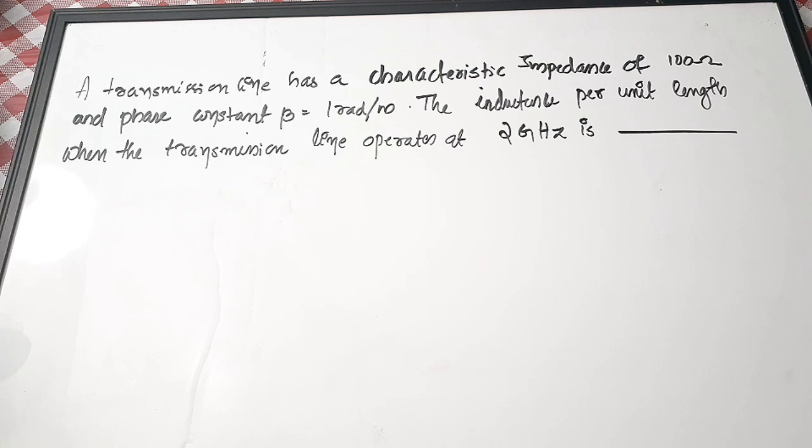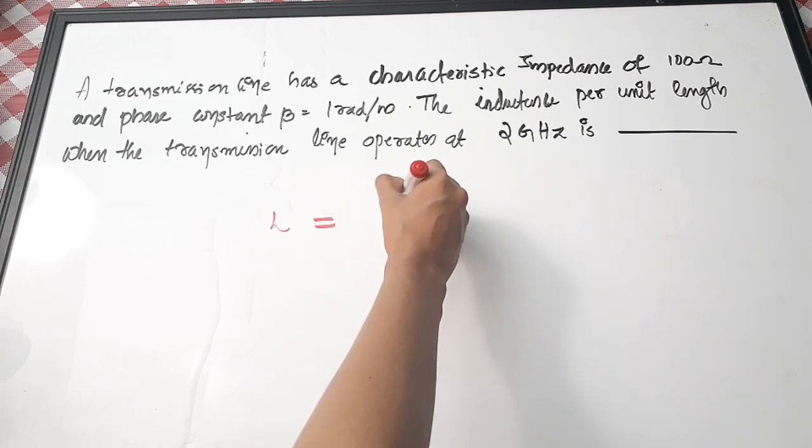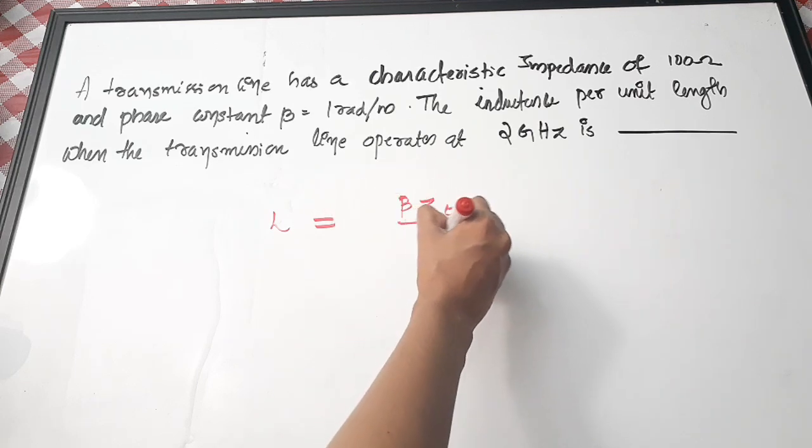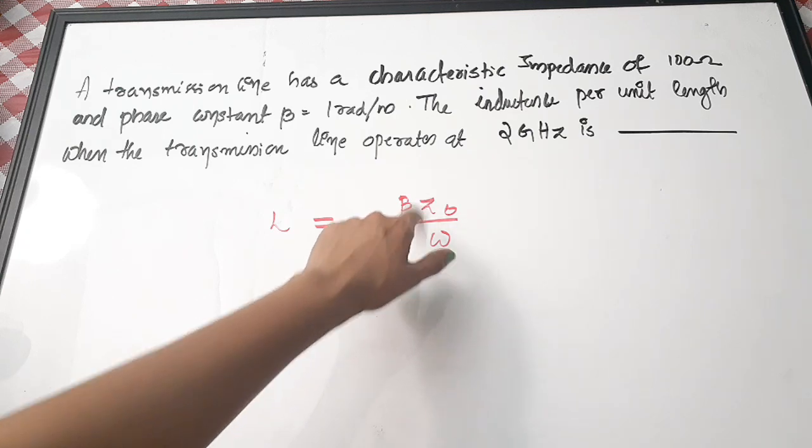Okay. So here we need to find the inductance per unit length, and the equation is given by, I'll write L. L is equal to beta Z0 by omega, where beta is the phase constant directly given in the question. Z0 is a characteristic impedance.